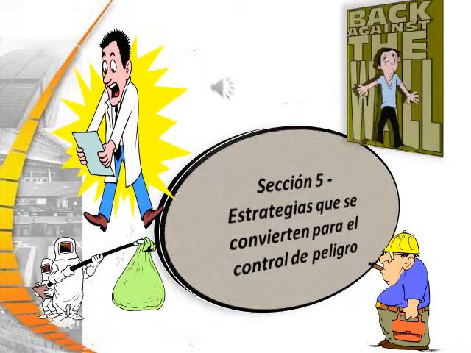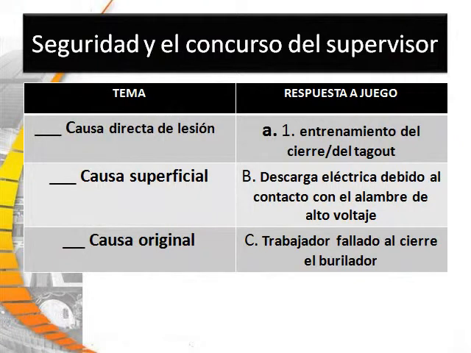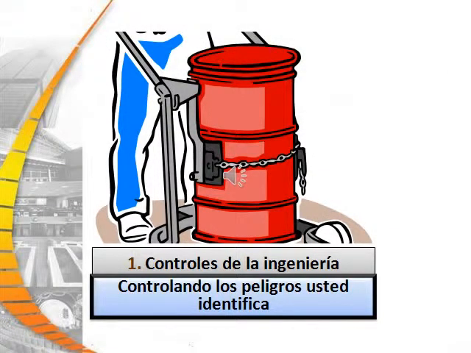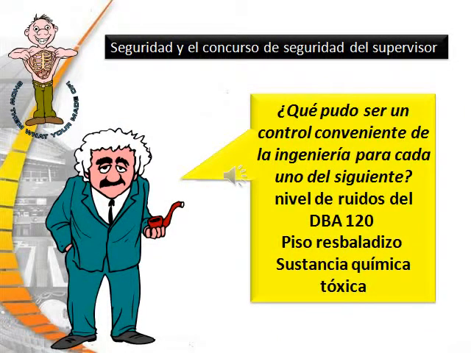Section 5. Developing strategies for hazard control. Engineering controls. Controlling the hazards which you identify. To investigation. What might be a suitable engineering control for each of the following? A 120 dBA noise level, a slippery floor, a toxic chemical present in the work environment.